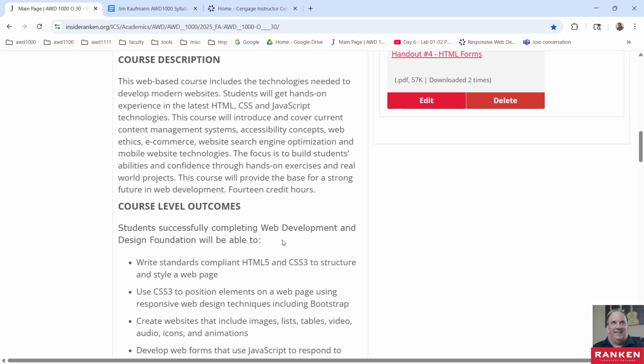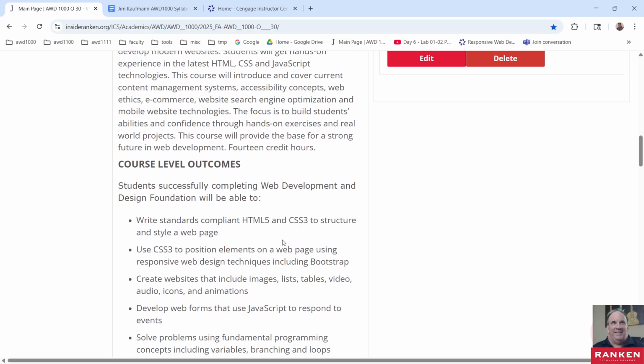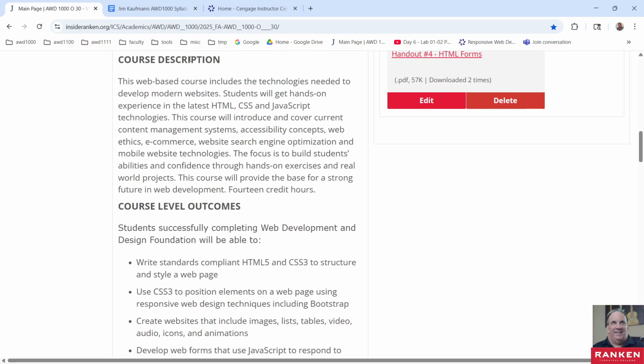So I want to go over this course description. Basically it talks about building modern websites using the technologies we already spoke about a little bit. The course covers introduction to content management systems, accessibility concepts, web ethics, e-commerce, website search engine optimization, and mobile website technologies. And there'll be more than just that, but this is kind of just a little bit of an intro on that.